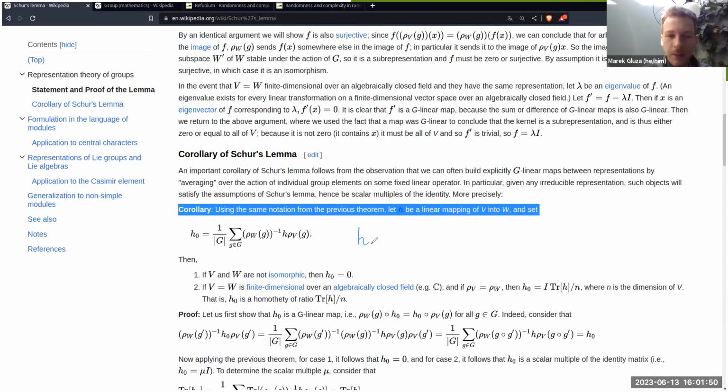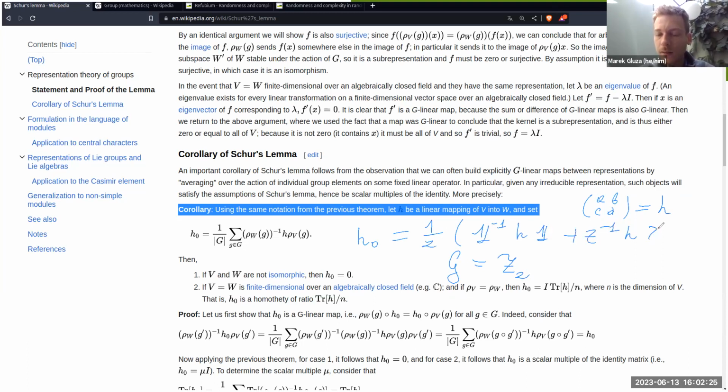So let me define H. Let me take a 2 by 2 matrix A, B, C, D, and call this one H. And my group G will be Z2. So my set G will be two matrices. So I will have 1 over 2, and then one matrix will be identity, and the other minus 1. And you can think about what that would be. H plus Z minus 1 H Z. Okay.